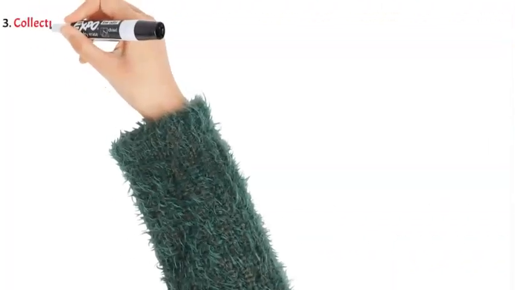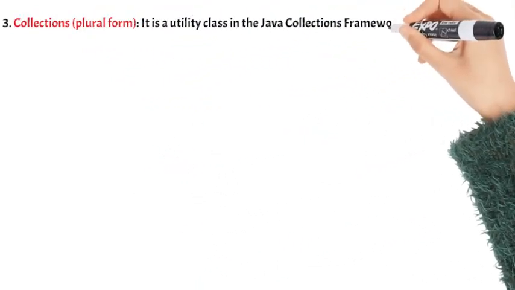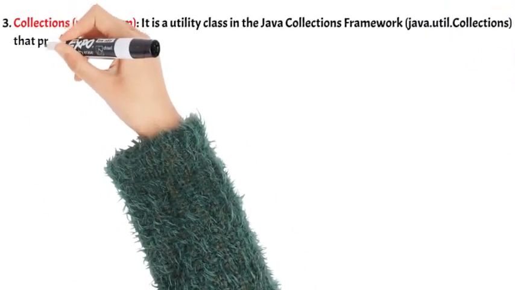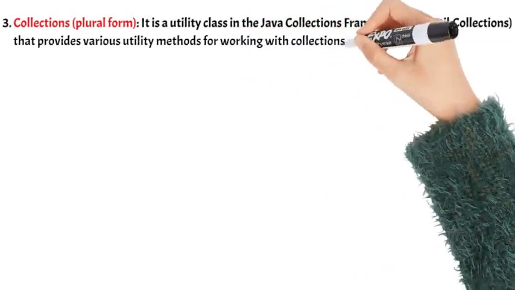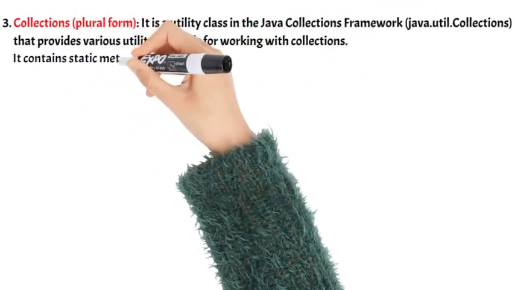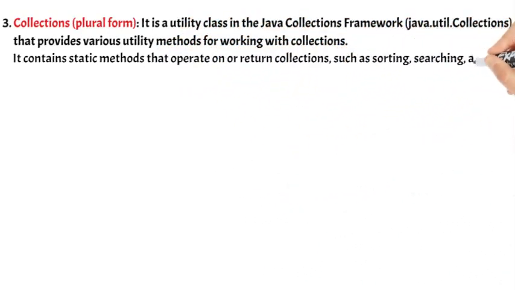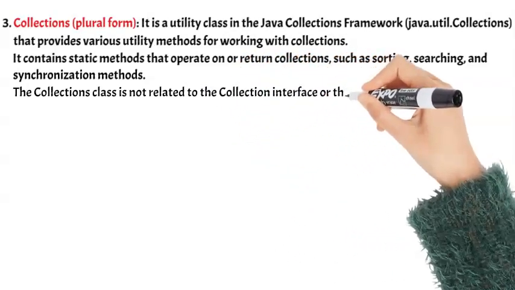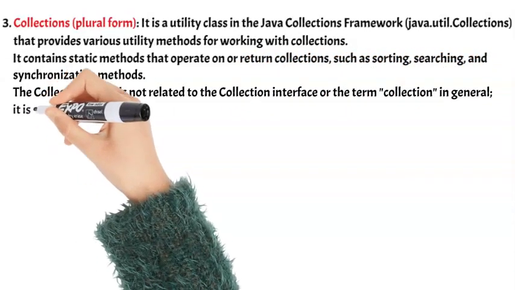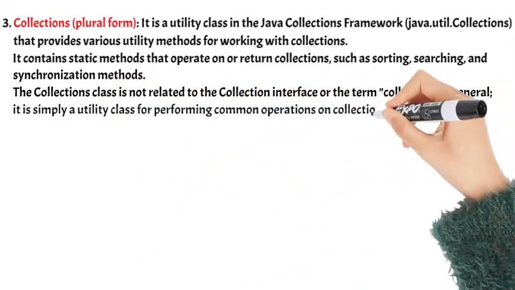3. Collections, plural form. It is a utility class in the Java Collections Framework, java.util.Collections, that provides various utility methods for working with collections. It contains static methods that operate on or return collections, such as sorting, searching, and synchronization methods. The Collections class is not related to the Collection interface or the term collection in general. It is simply a utility class for performing common operations on collections.